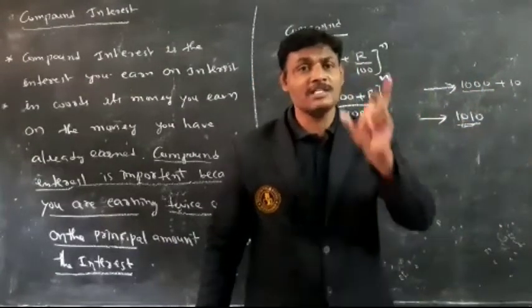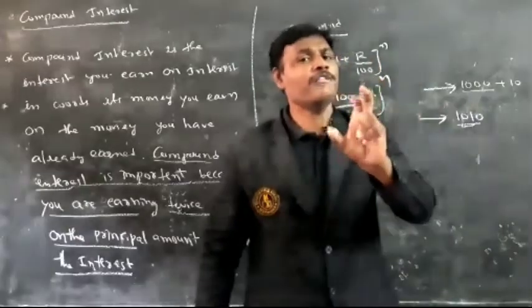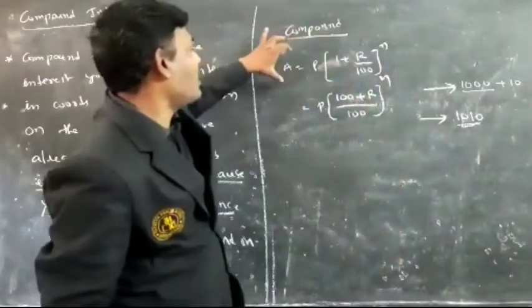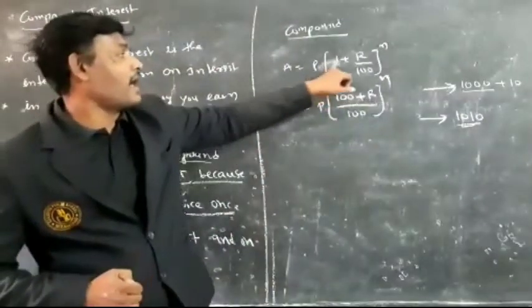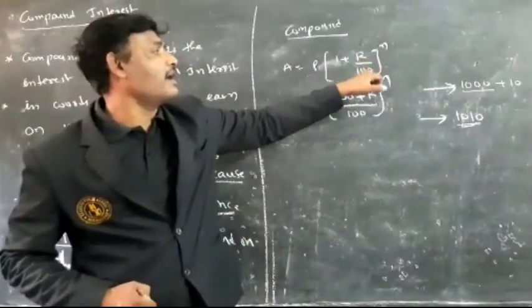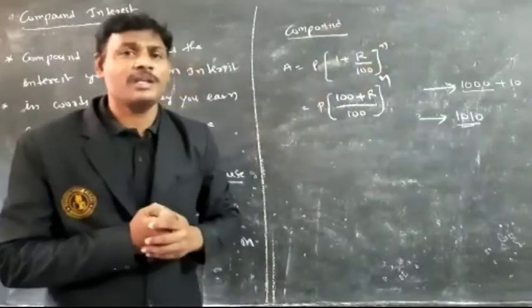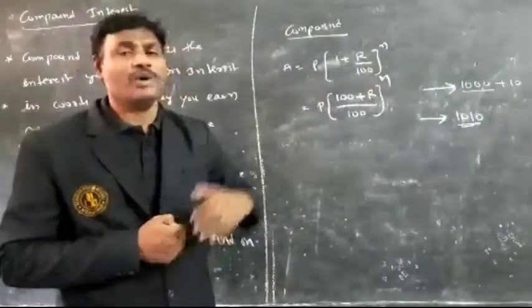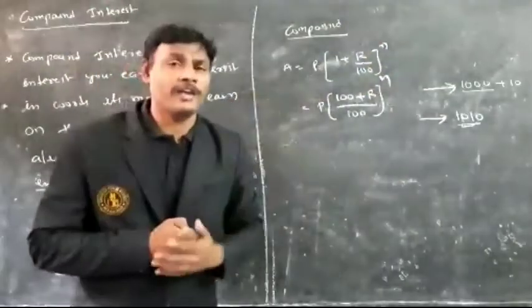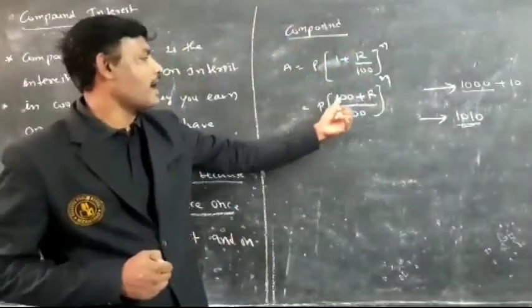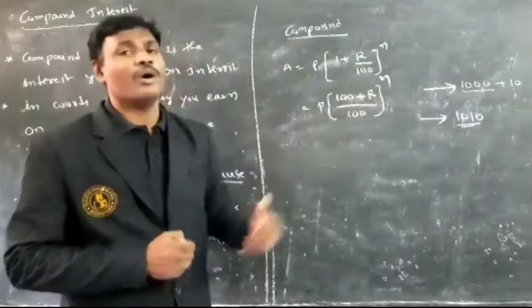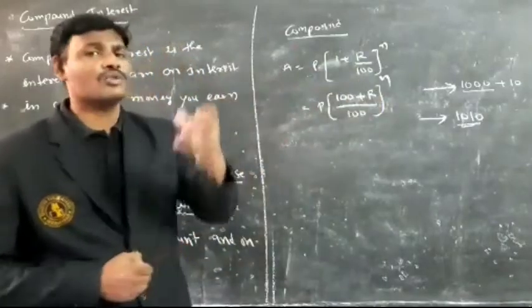So because of this, compound interest is very important. See, what is the formula to find the sum in compound interest? P bracket 1 plus R by 100 whole power n. What is the meaning of n? Time duration. You are taking yearly or half yearly or monthly. That is nothing but n. P bracket 100 plus R by 100 whole power n. So this is the story of the compound interest.